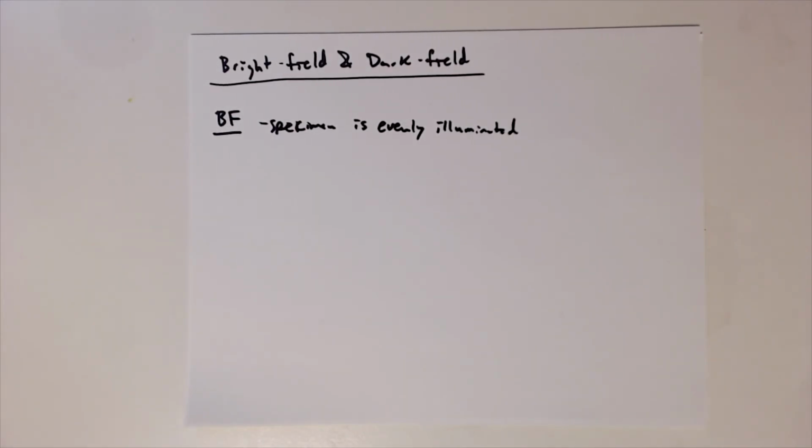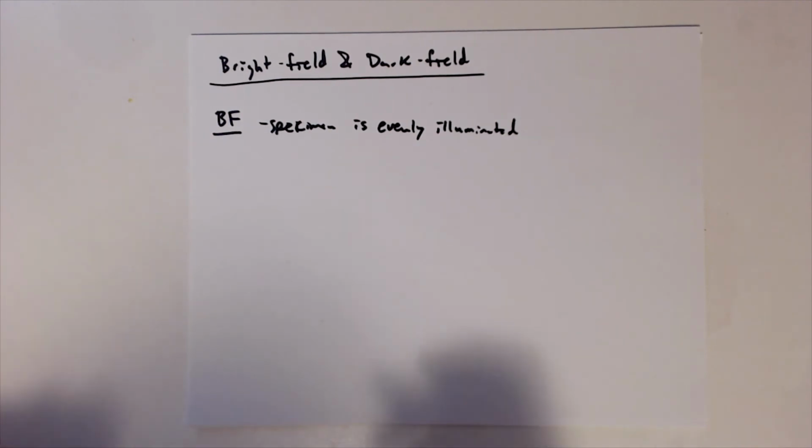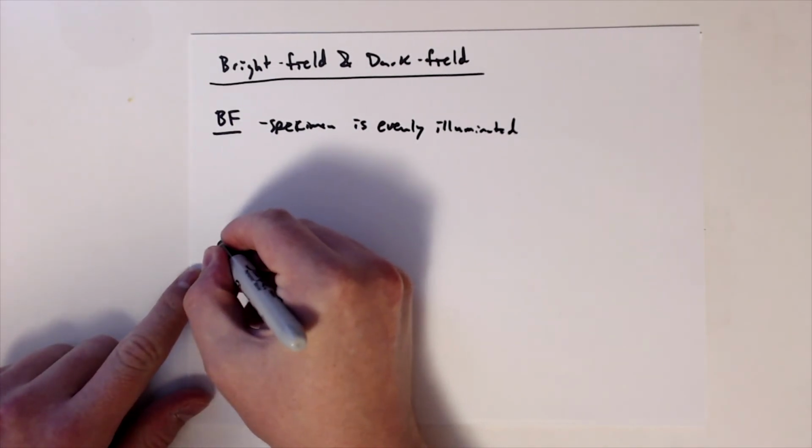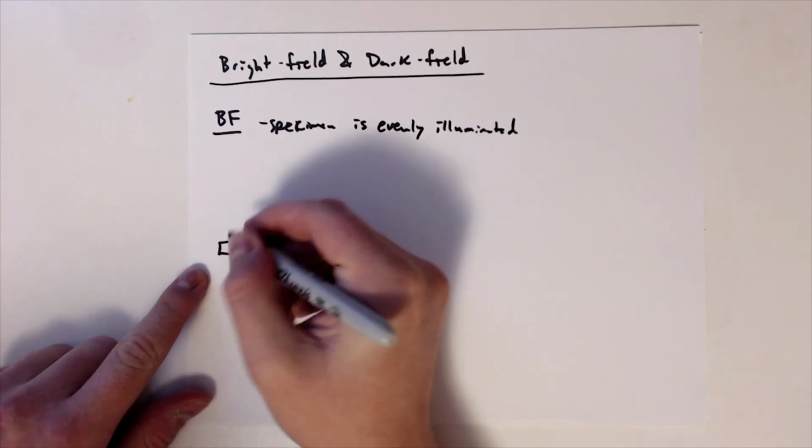And so we can draw what this will look like for transmission, right? So that's the light going through the objects. So I've got my object here.